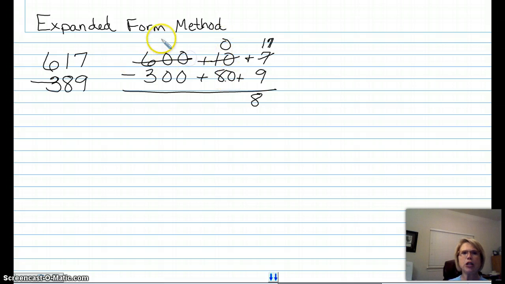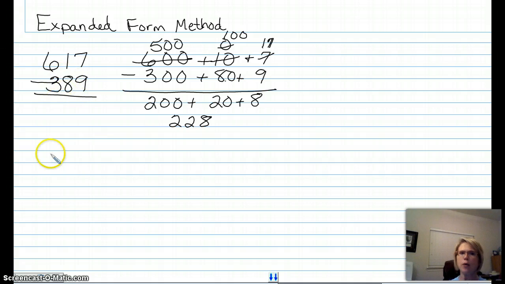So I'm going to come over and borrow a 100. And this becomes a 100. So we're really making this 10 tens over here, 100. I still have 500, 600, 17, what I started with, but I'm just going to regroup so that I can take things away. Now I have 100 minus 80, which will give me 20. And then 500 minus 300 is 200. Then I'm going to combine these back together to get my answer of 228.